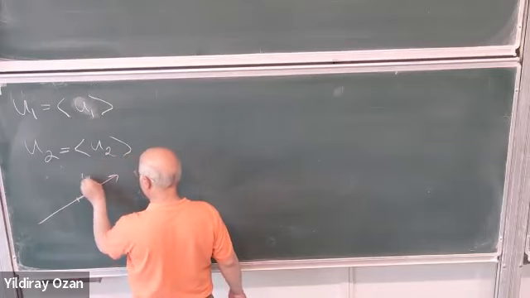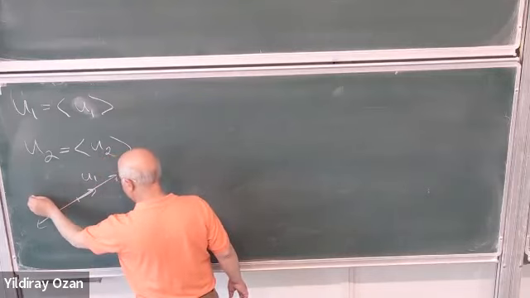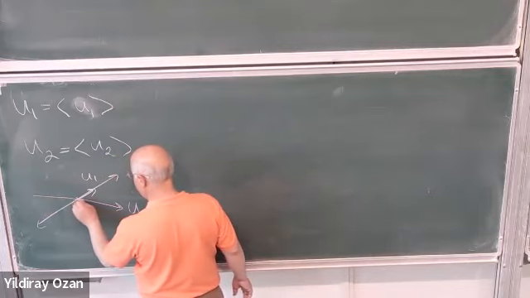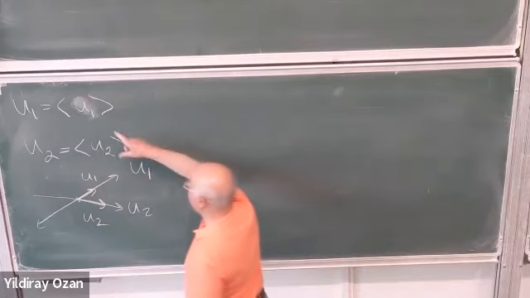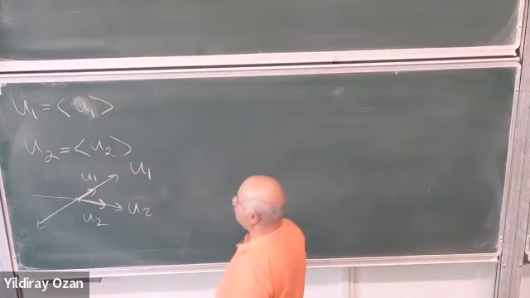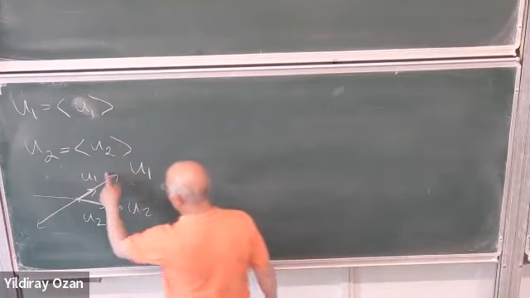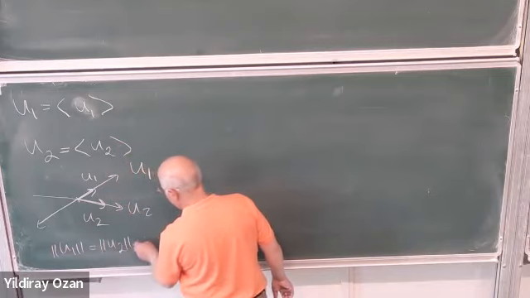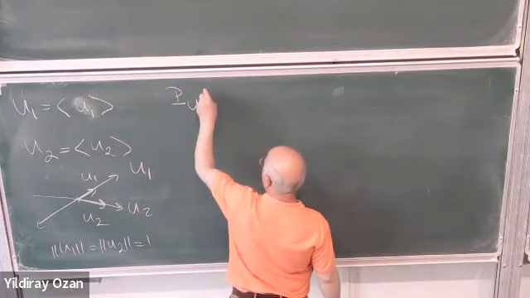This vector is U1. Let's say this is the subspace U1. And this is another subspace U2, and let's say this is the vector U2. Now, what is the orthogonal projection onto U1? Here, of course, I choose U1 and U2 to be unit vectors. So P_U1 is given by what?